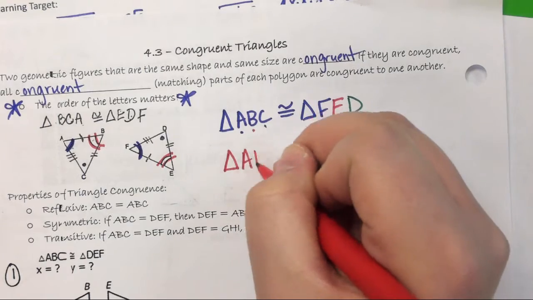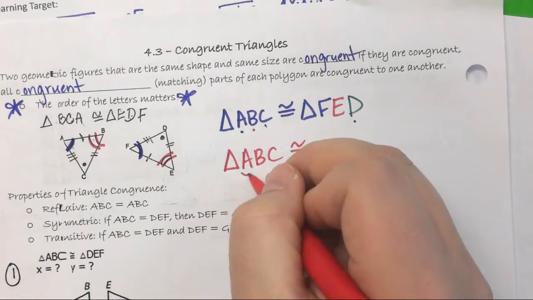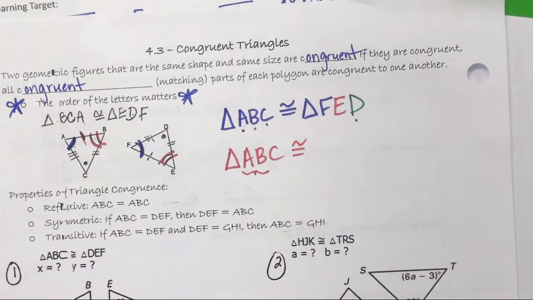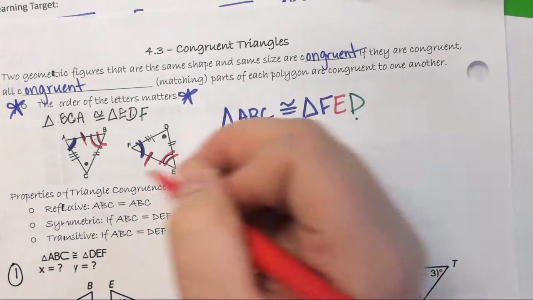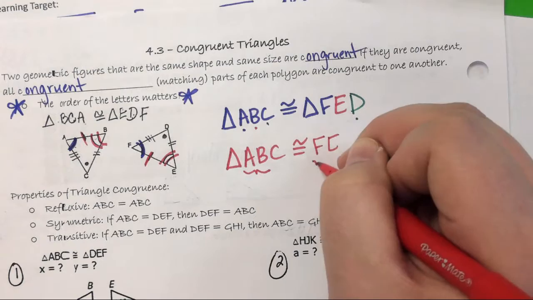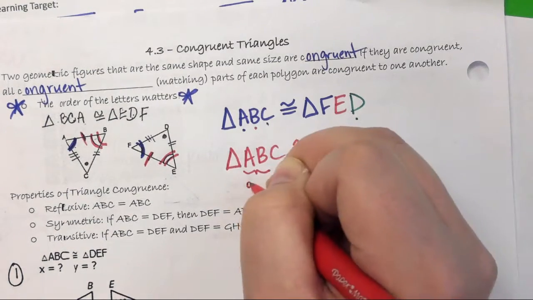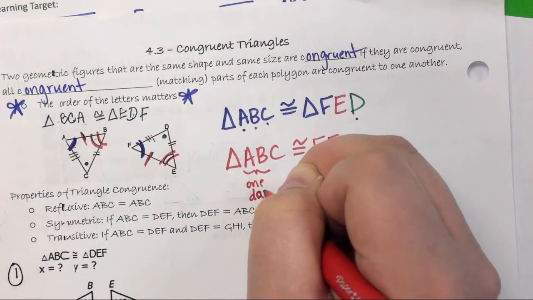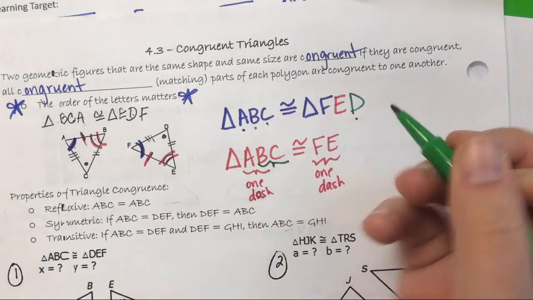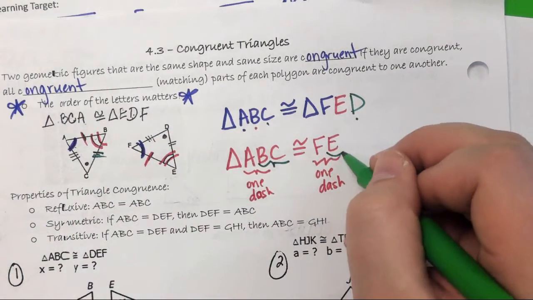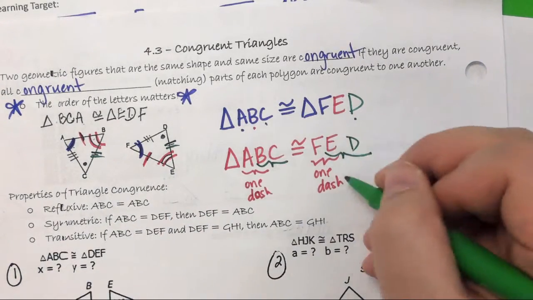I said triangle ABC, but instead of using the angles, if we looked at the side lengths, the first side we did was AB. It had 1 dash. So the first side we need to do would need to be FE because it also has one dash. And then the next side we did was BC. Notice it was the 2 dash, so our 2 letters better be a 2 dash piece. So it has to be ED because that was a 2 dash.